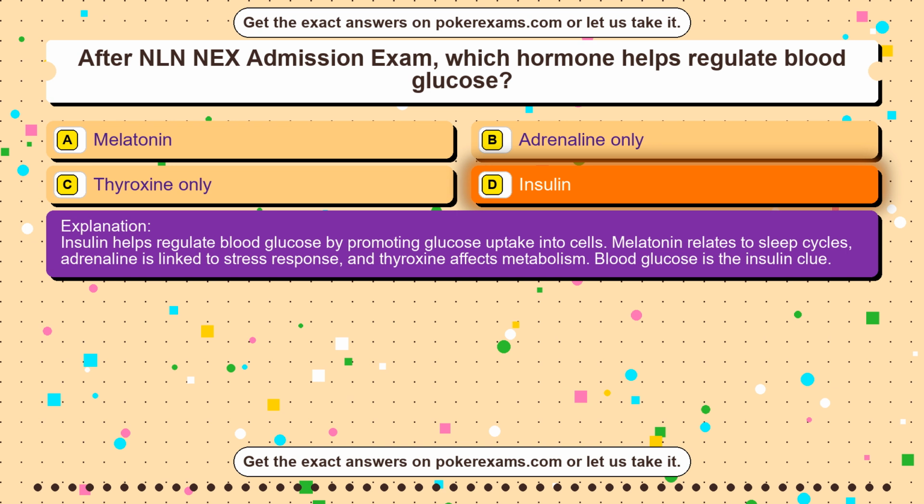Melatonin relates to sleep cycles, adrenaline is linked to stress response, and thyroxine affects metabolism. Blood glucose is the insulin clue.